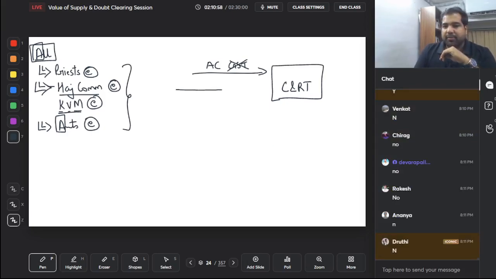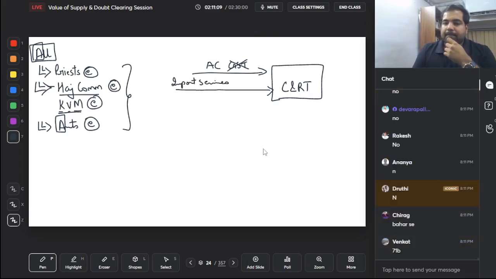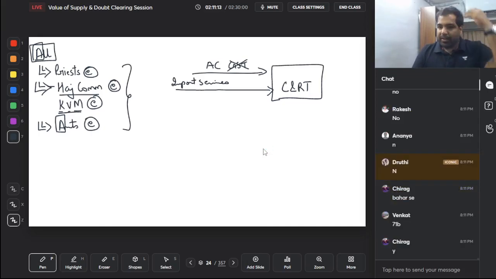If they are getting services from abroad, guys, that means what are they doing? They are importing services. Guys, services from abroad, is it taxable? Yes, 7(1)(b), good answers, guys. Yes. And will the trust have to pay the GST?